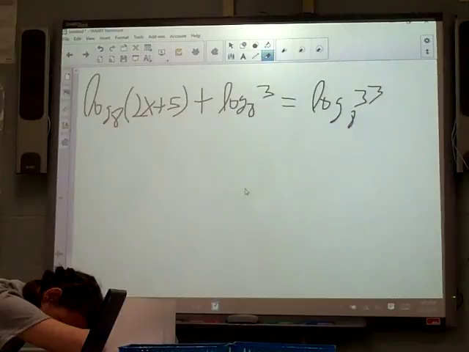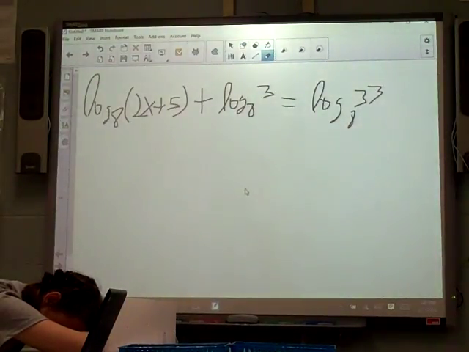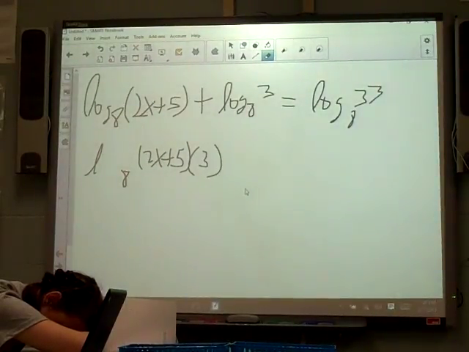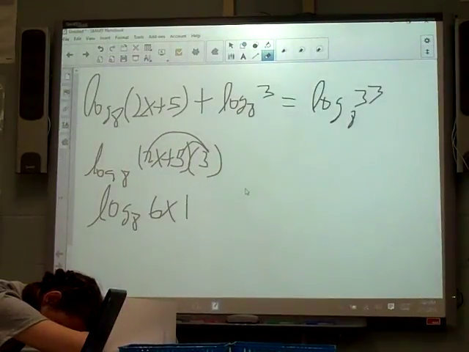So the first thing you should see blaring at you, and there's that addition sign. Which property did we learn about that was friends with addition? Very good, Kirsten, the product property. So we're going to multiply. So we're going to have log base 8 of 2x plus 5 times 3. And then we can go ahead and distribute that 3. That'll make log base 8 of 6x plus 15 is equal to log base 8 of 33.